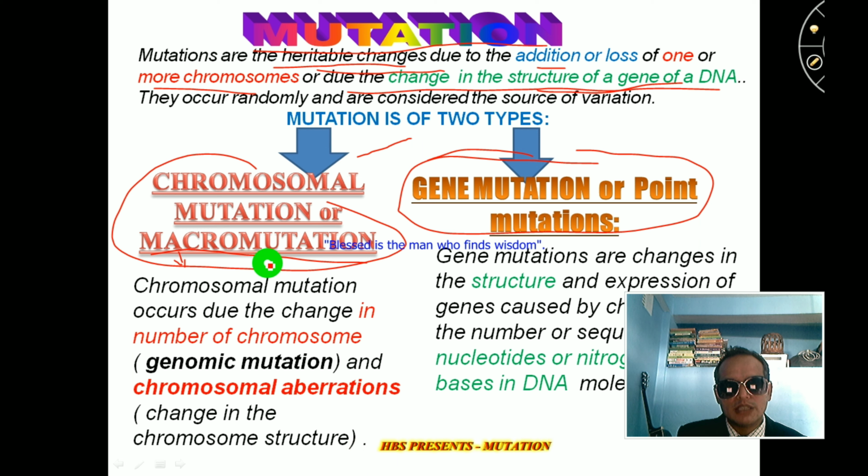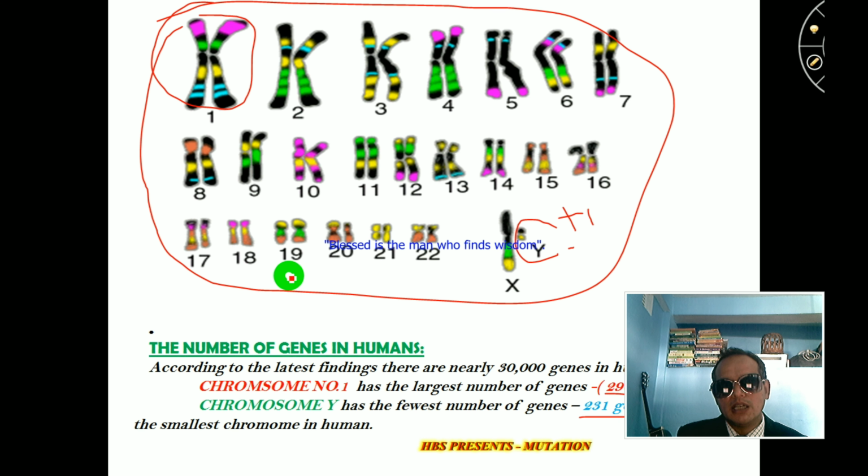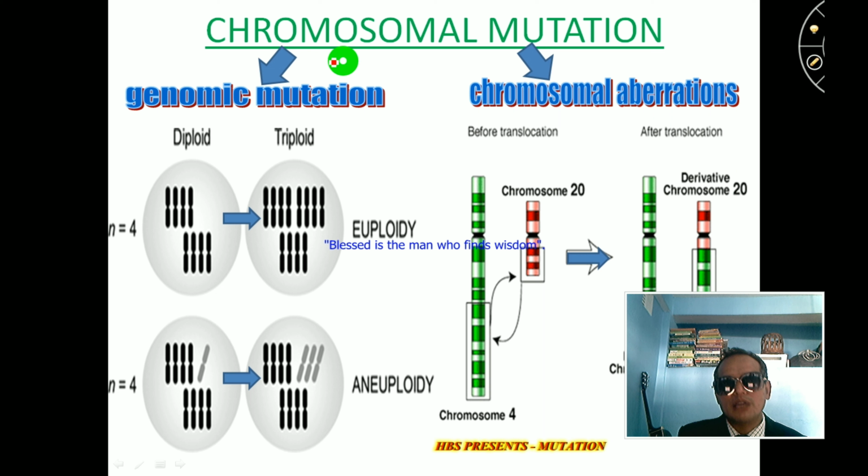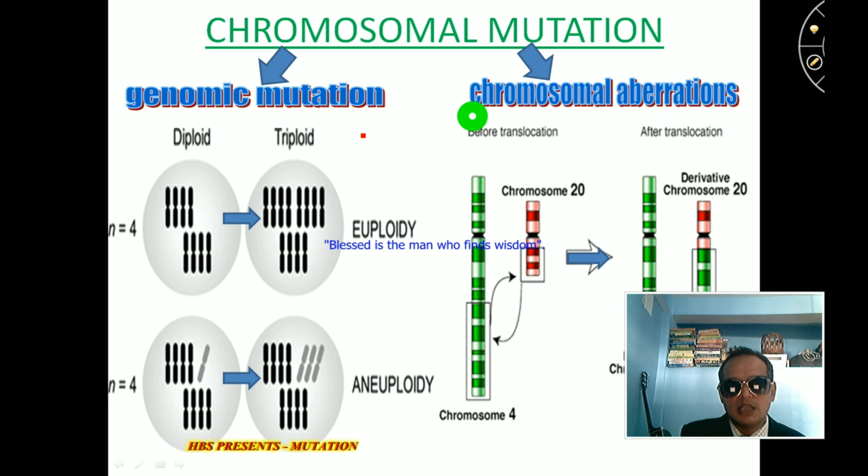Now this chromosomal mutation is again of two types. Look at it. One is genomic mutation, the other one is chromosomal aberration. In the genomic mutation, there may be addition or subtraction of chromosomes. You can see here the chromosomes are being added. This is the normal cell, but a half number of chromosomes is being added here.